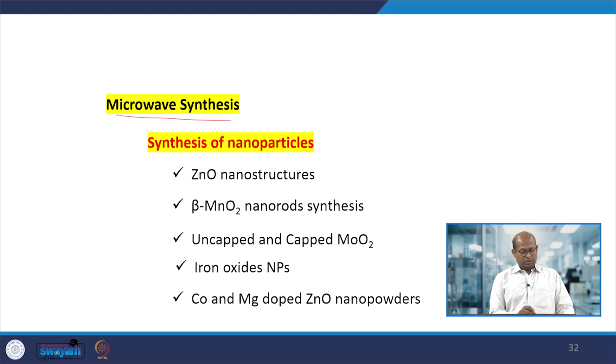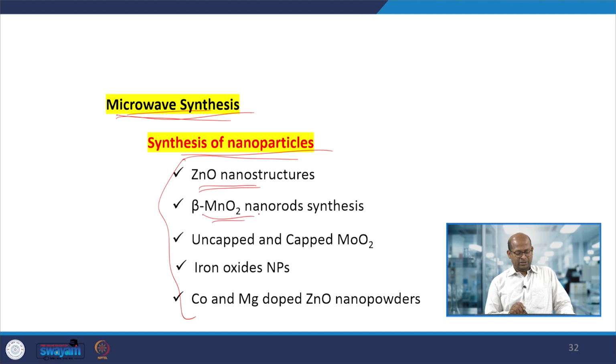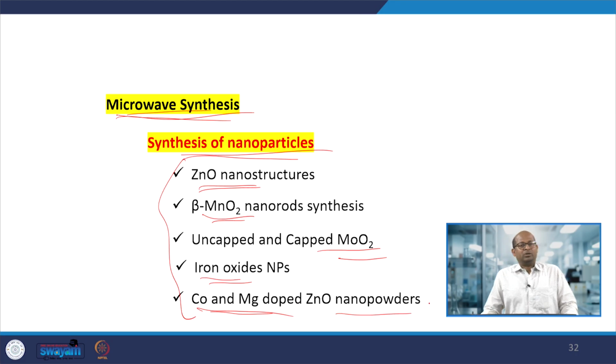So, means using this microwave synthesis, so that also is important. So here the microwave, that also we can use for nanomaterial synthesis. So these are the various nanomaterials: zinc oxide, manganese oxide or iron oxides, cobalt, magnesium doped zinc oxide nanopowder. That also we can prepare.